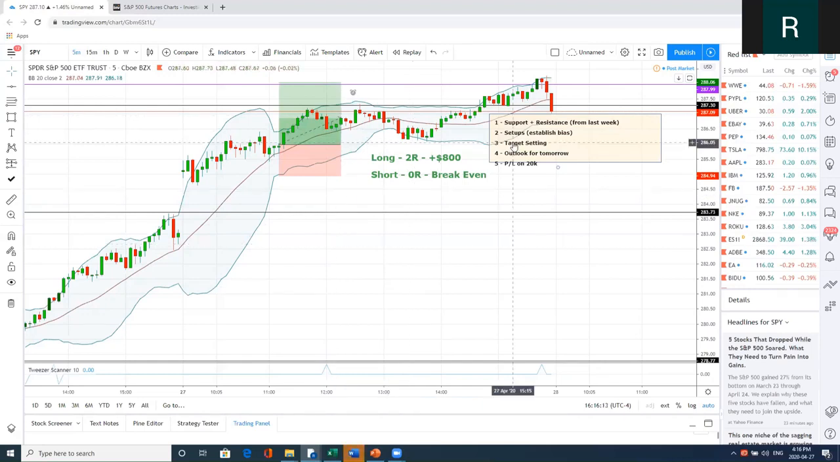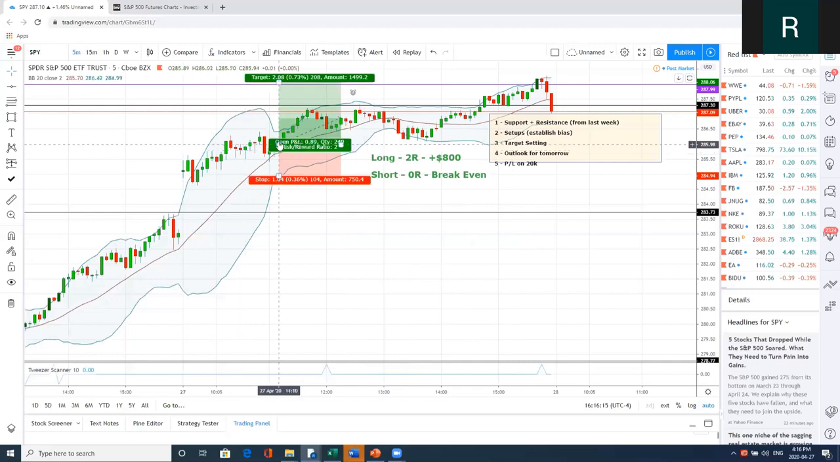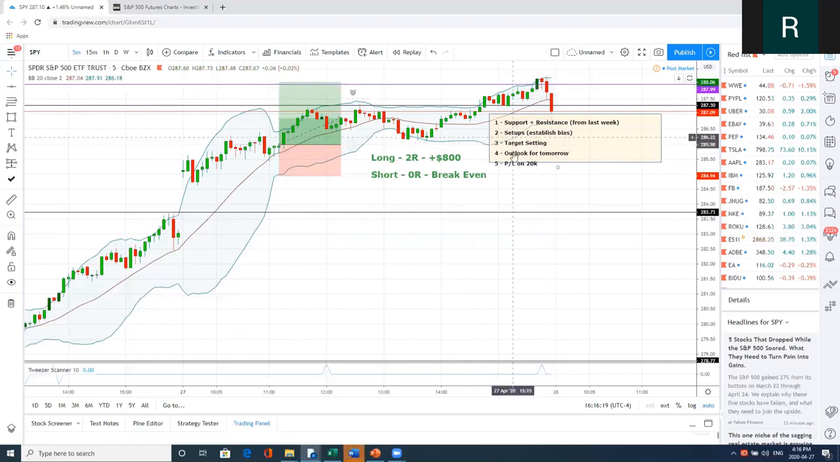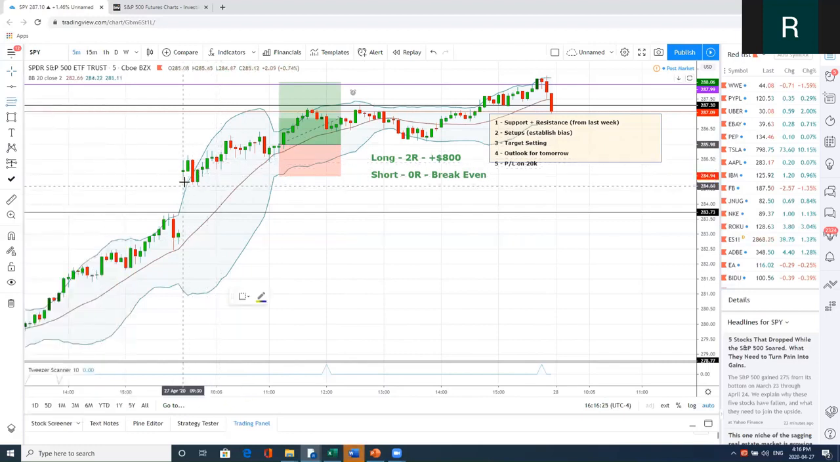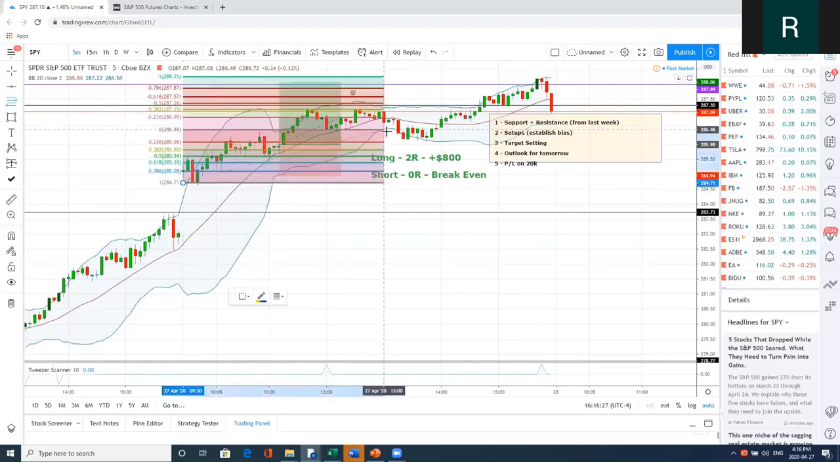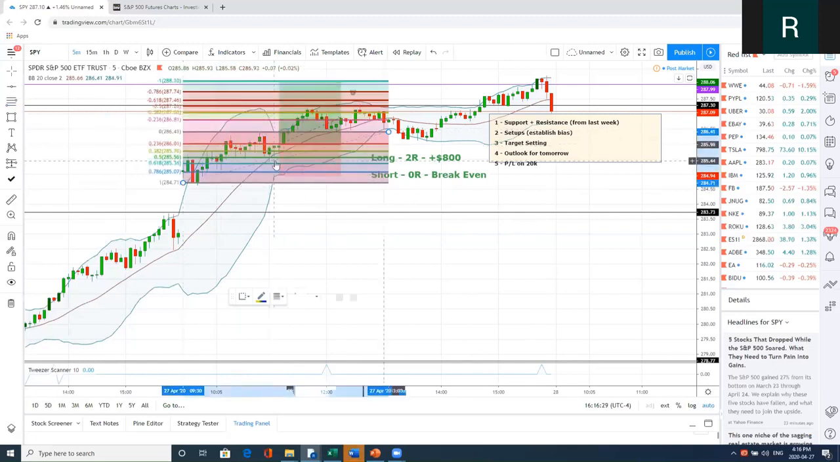In terms of target setting, just taking this long here and going for a 2R, you would have hit your 2. Or what you could have done, something that I like doing, is drawing up the fibs and using them as guidance for where your target should be. If we do a low to high, 50%, and then we have our targets lining up, 50%, 618, 786, you could use these as guidance for where to get out.